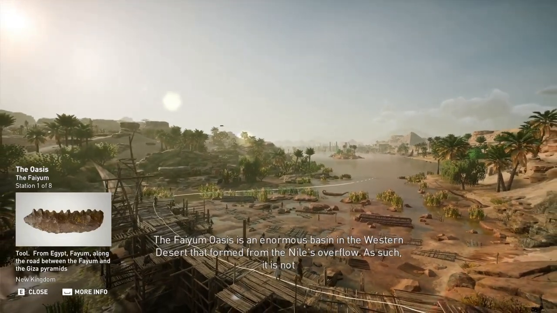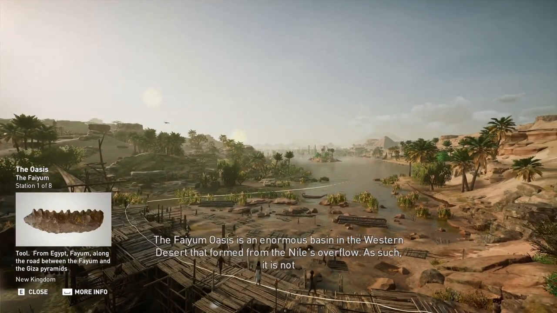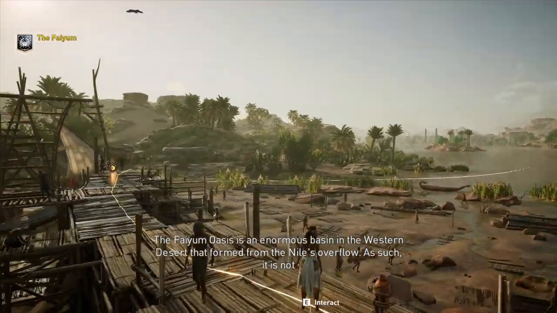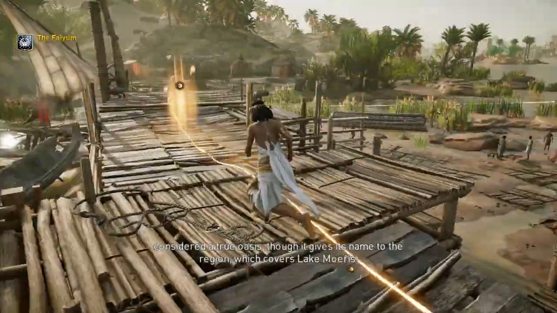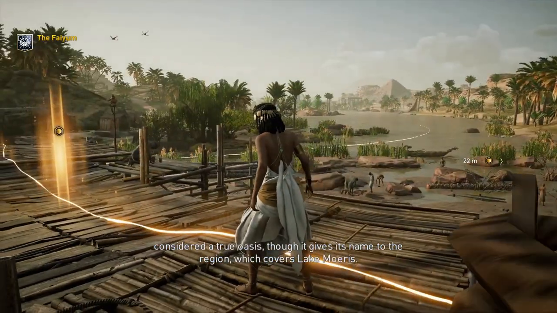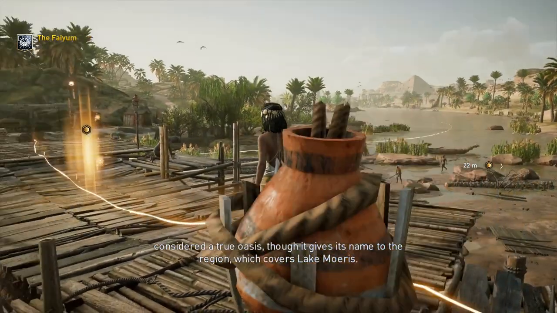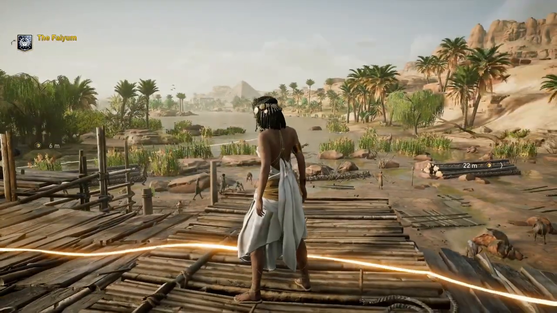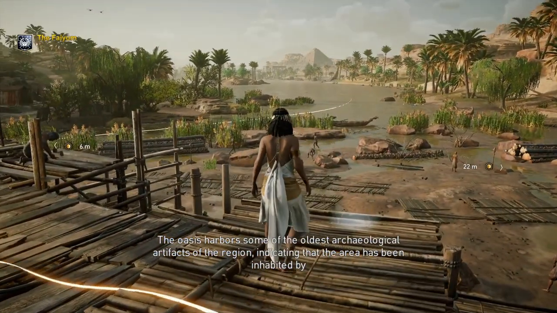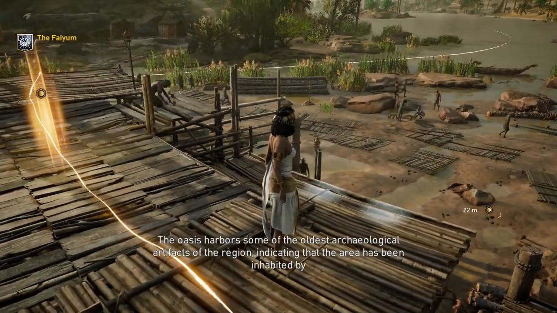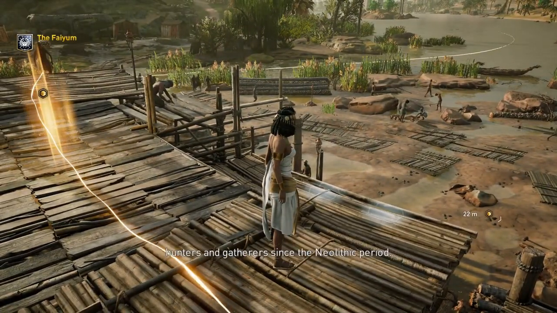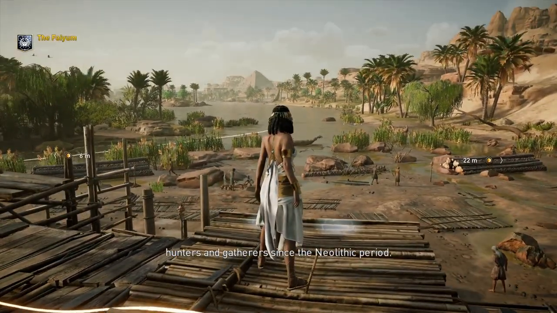The Fayum Oasis is an enormous basin in the western desert that formed from the Nile's overflow. As such, it is not considered a true oasis, though it gives its name to the region, which covers Lake Moeris. The oasis harbors some of the oldest archaeological artifacts of the region, indicating that the area has been inhabited by hunters and gatherers since the Neolithic period.